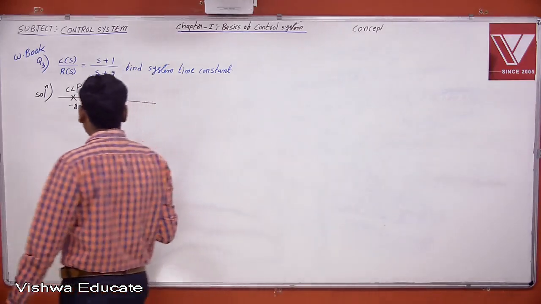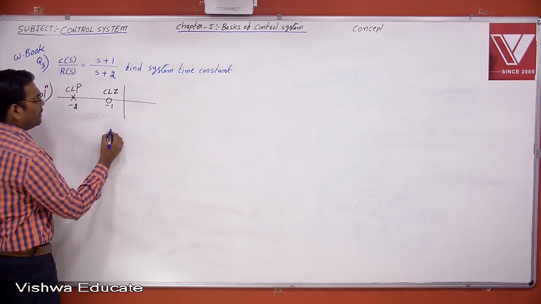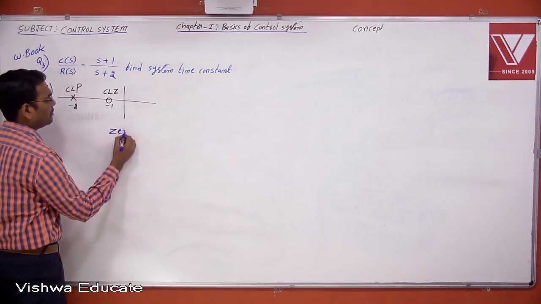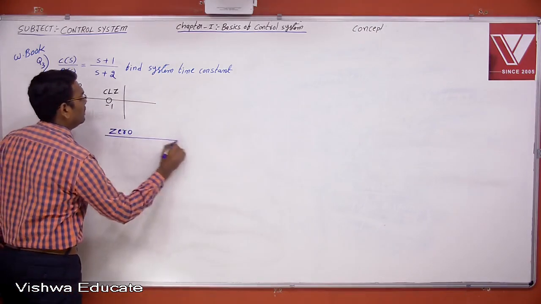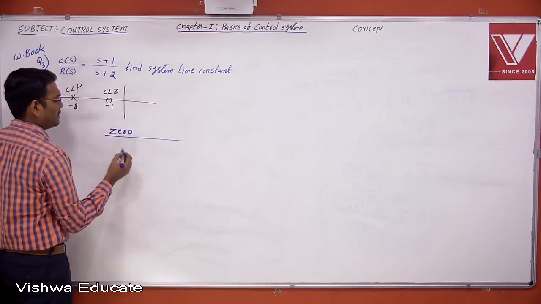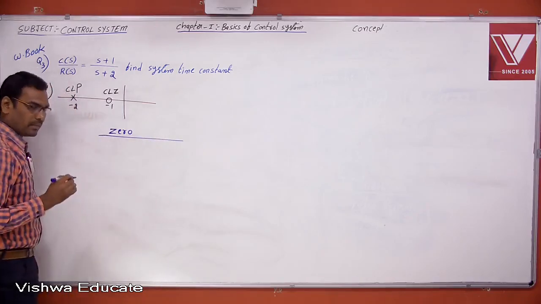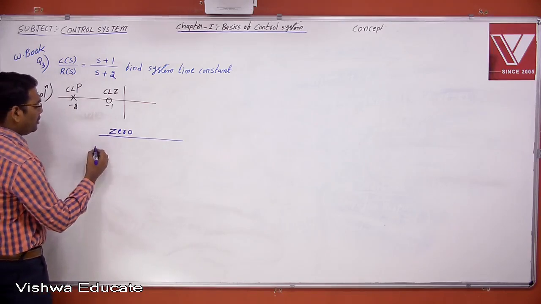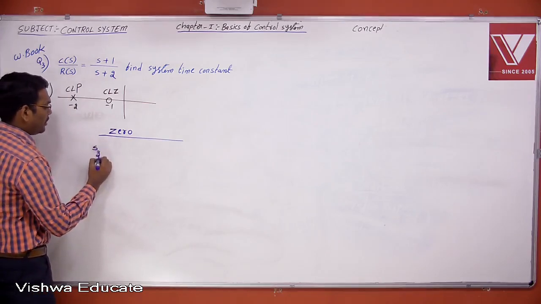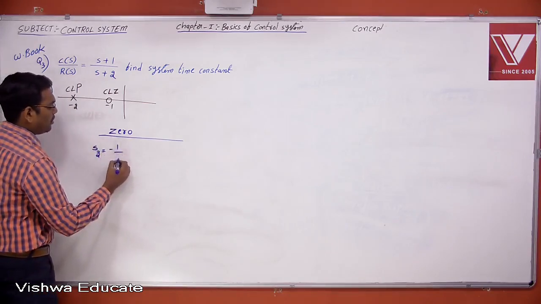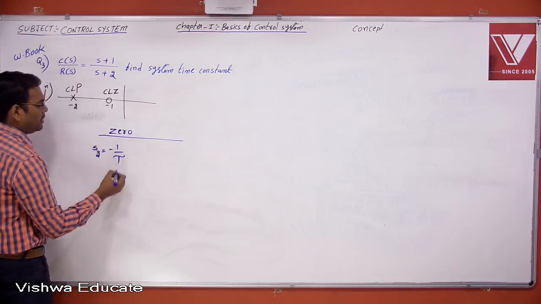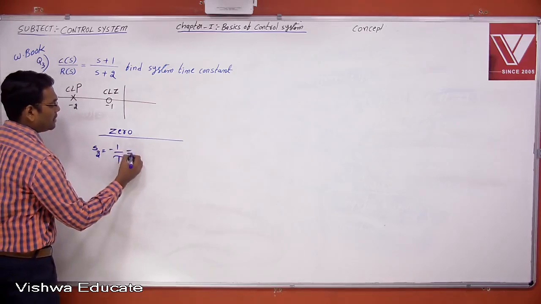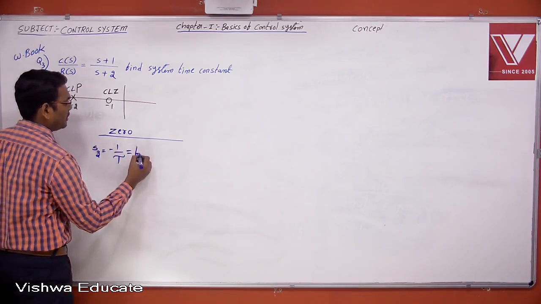Now you see here, what is the definition of zero, which we already covered in the first session? In the first session, the zero is a reciprocal of system time constant. This is a function of time constant. Am I right or not?